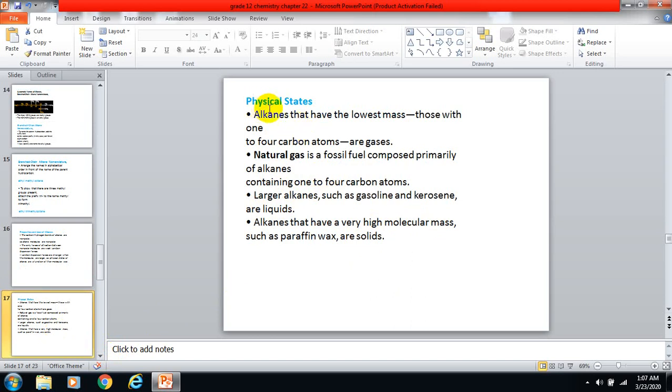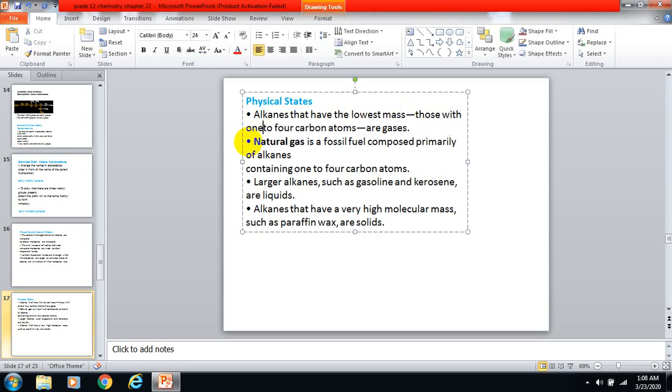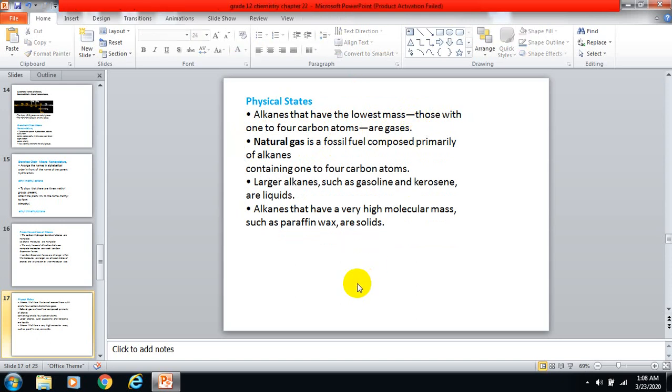Come to the physical state. One is chemical states, and the other is physical states, where something can be changed from one state to another and you can see it. Okay, physical states. Alkanes that have the lowest mass, those with 1 to 4 carbon atoms, are gases.